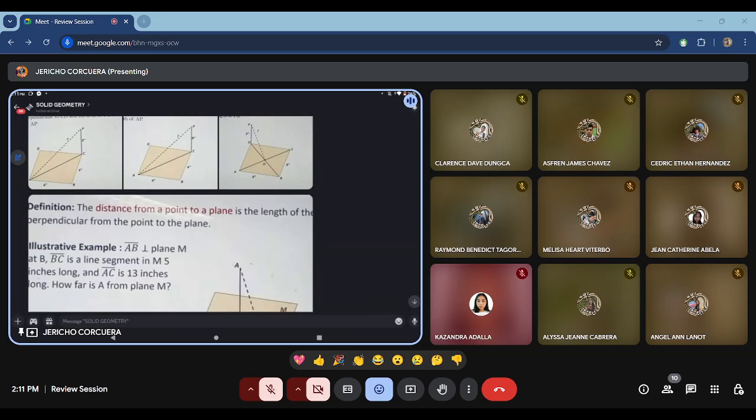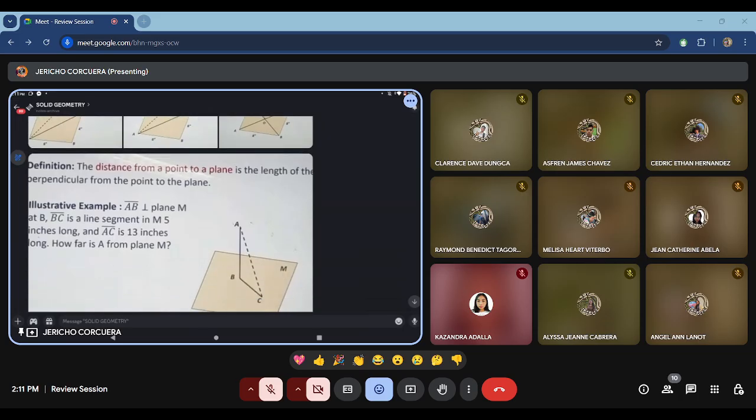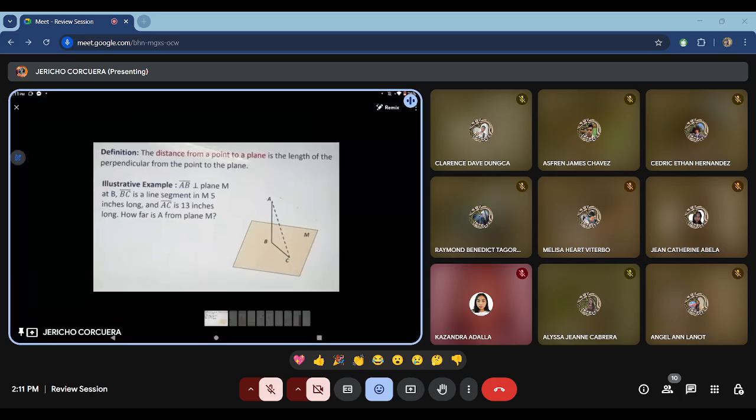Point to a plane is the length of the perpendicular from the point to a plane. So the distance from a point to the plane, so line AB is the point to the plane. And the perpendicular from the point to plane is line BC.